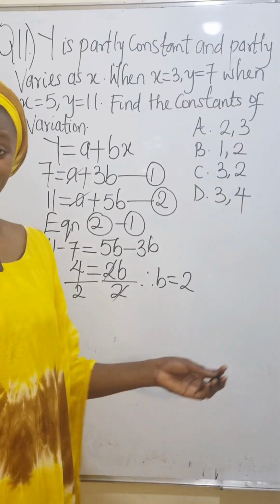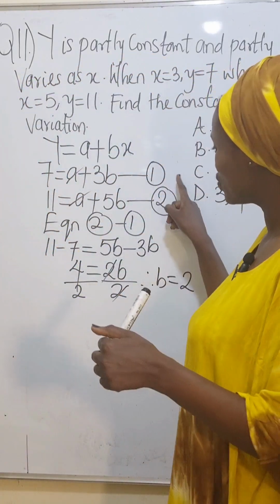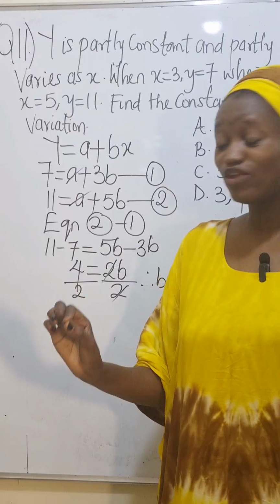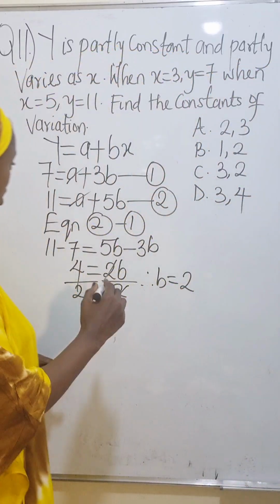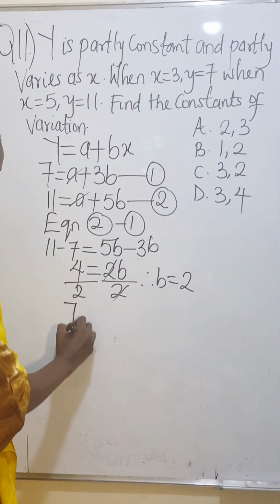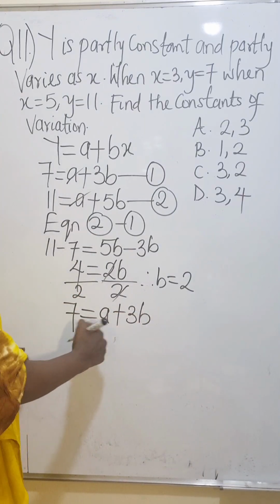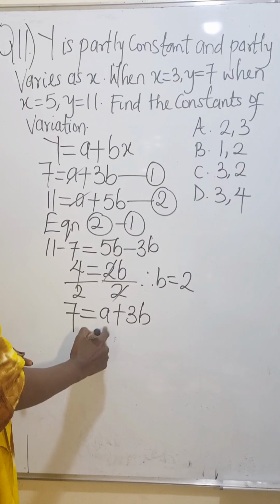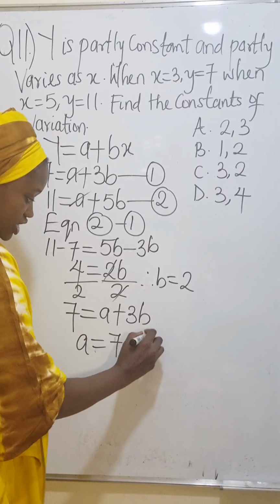And getting the value for a, we can use any of the equations. We can decide to use equation 1 or equation 2, substituting the value for b, and you get your value for the constant a. Now let's pick equation 1, which is 7 is equal to a plus 3b. What I'm looking for is a, so I'll make a the subject here. This becomes a is equal to 7 minus 3b.